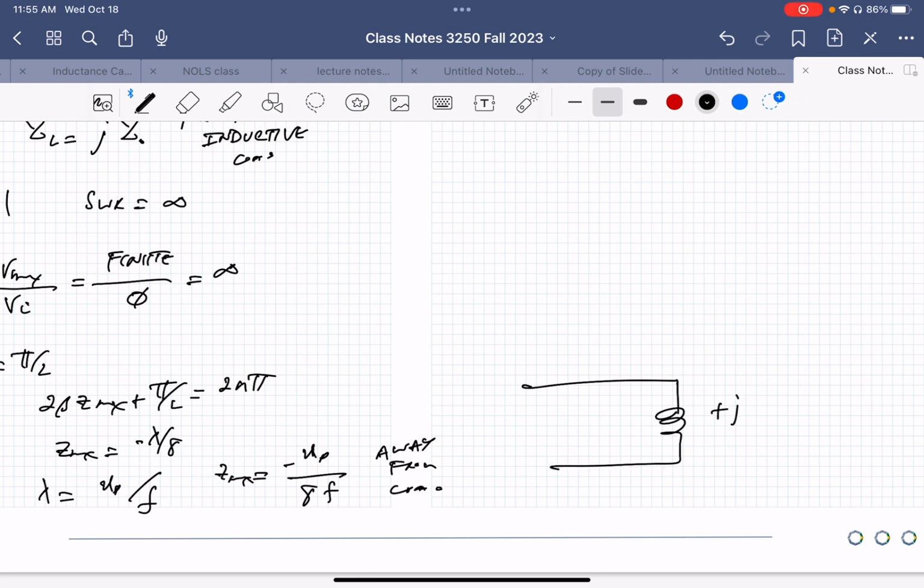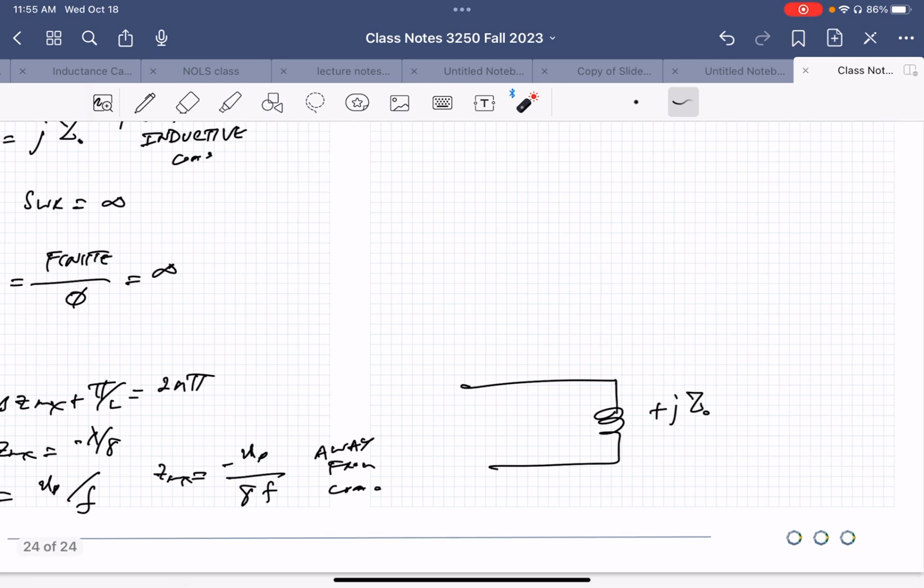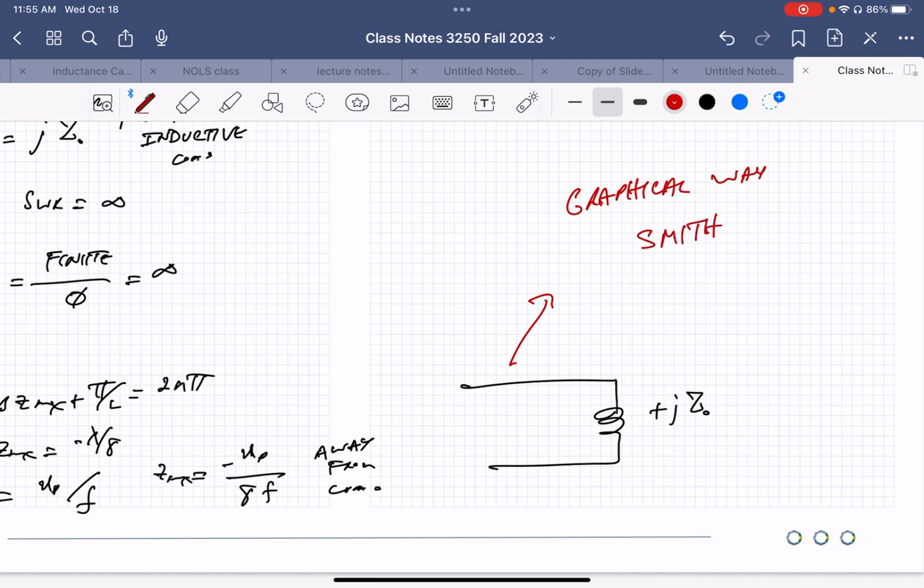Okay. And so let's say you have this purely inductive load. Basically, you can walk backwards from this and, by looking at the standing wave ratio, figure out what the load impedance is. There's a very famous graphical way of doing this, called the Smith chart, which we'll be covering in a little bit. And that's used to look at what happens as you walk away from this.